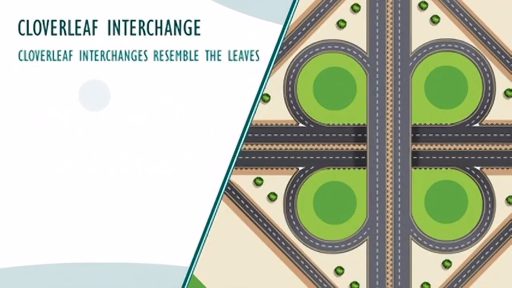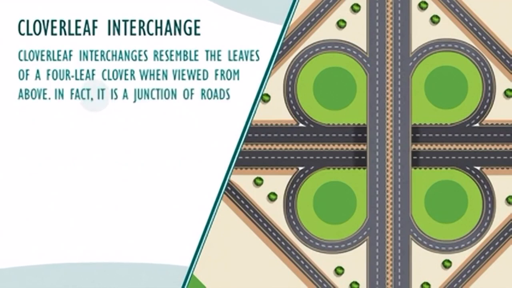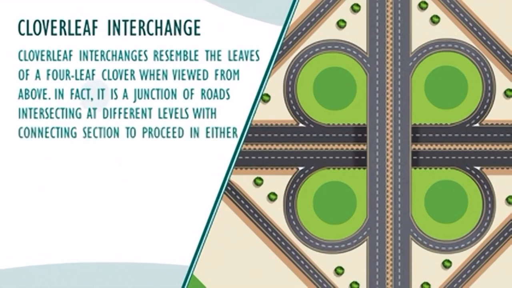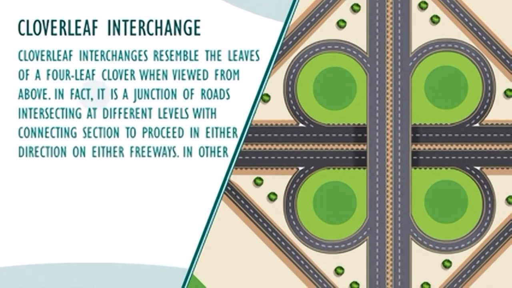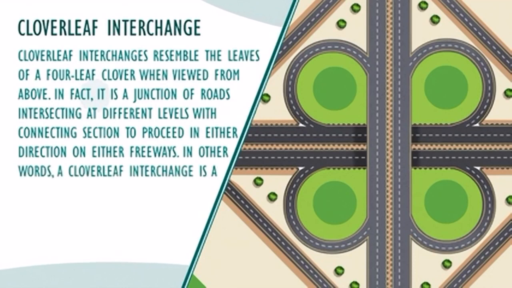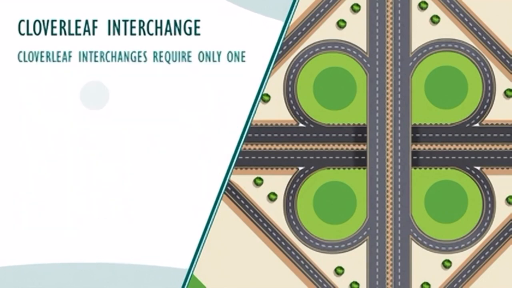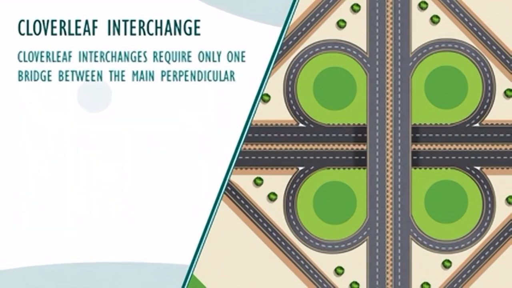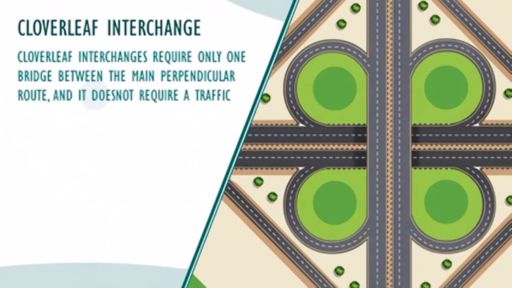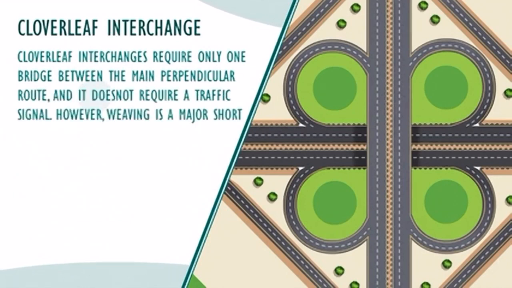Cloverleaf interchanges resemble the leaves of a four-leaf clover when viewed from above. In fact, it is a junction of roads intersecting at different levels with connecting sections to proceed in either direction on either freeway. In other words, a cloverleaf interchange is a two-level interchange in which left turns are handled by ramps or slip roads. Cloverleaf interchanges require only one bridge between the main perpendicular route, and do not require a traffic signal. However, weaving is a major shortcoming of cloverleaf interchanges.